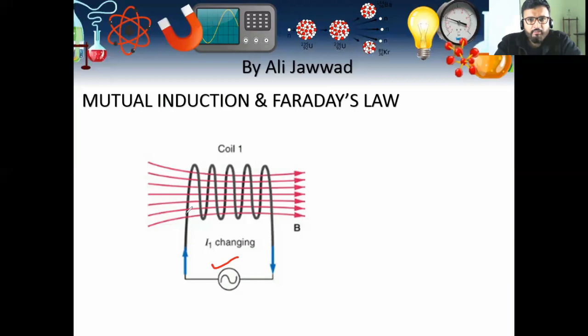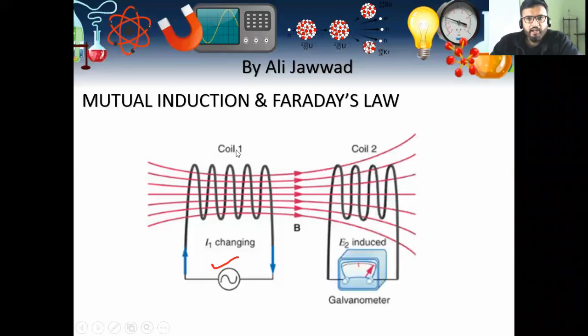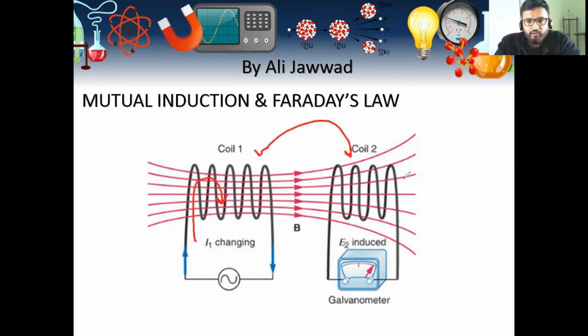Now, if we apply Faraday's law and pass this alternating magnetic field through the secondary coil, the secondary coil will also experience this alternating magnetic field and voltage will start to be induced in it. This phenomenon is known as mutual induction, meaning the current is changing in the first coil, which is causing the magnetic field to change in the secondary coil, and the voltage is produced.